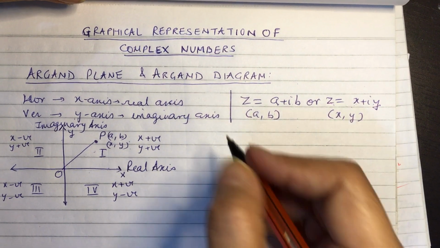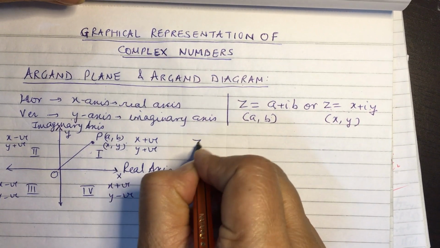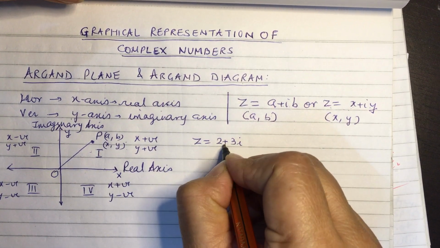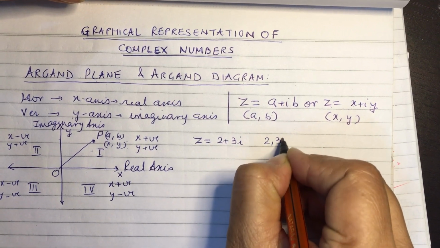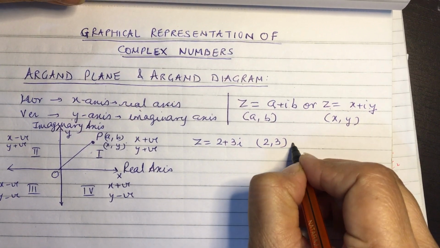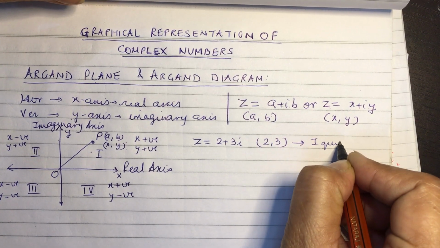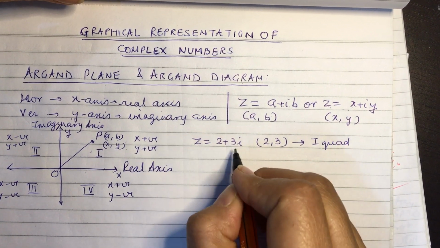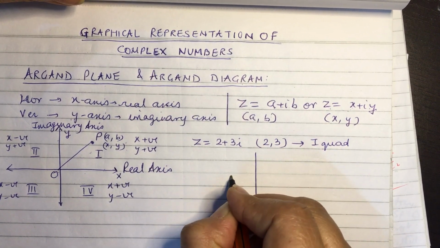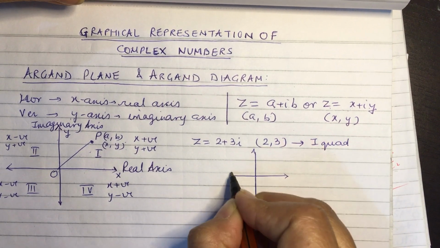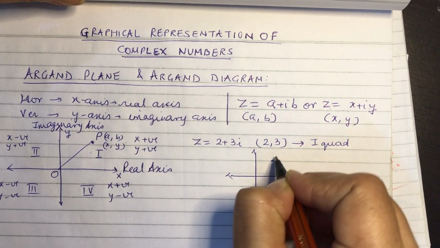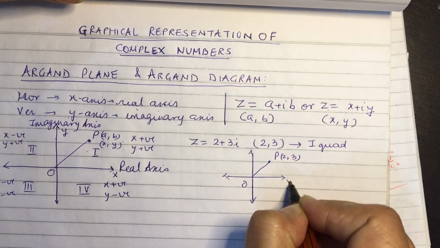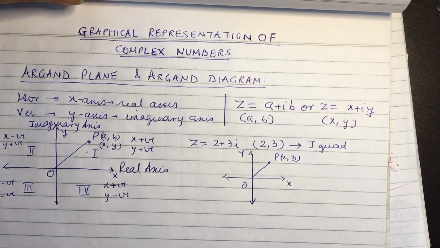Likewise, if the complex number is something like z equal to 2 plus 3i, clearly the ordered pair associated with it would be 2 comma 3. Both are positive, and so it will lie in the first quadrant. In order to show it graphically, we will draw the Argand plane something like this, and the diagram now becomes, since the point is somewhere over here, we write 2 comma 3 and we join it to the origin. This is the x axis, this is the y axis.